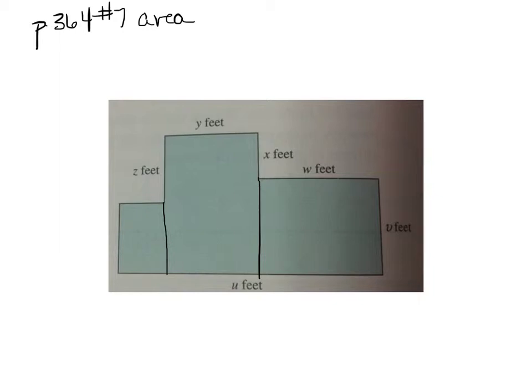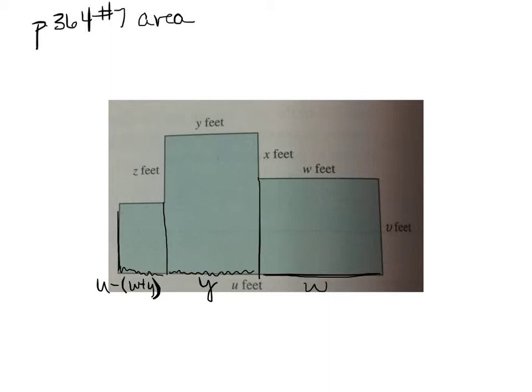So for example, this bottom right side length, we know that this is W because the one on the top is W. The middle bottom side length has to be Y. And this left bottom side length has to be U, which is the entire bottom, minus W plus Y.